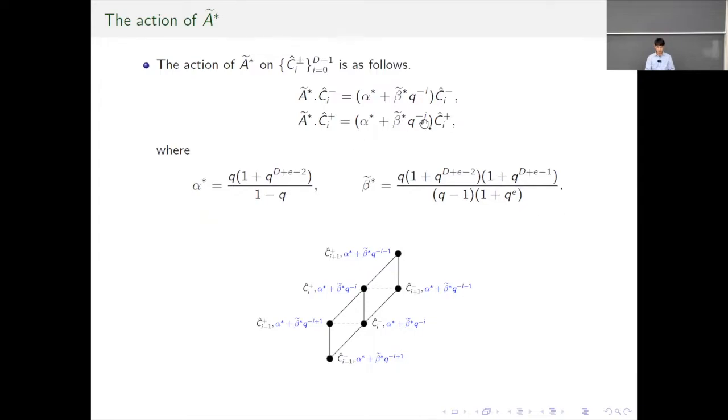So this alpha star plus beta star tilde times q to the minus I power is actually the dual eigenvalue with respect to the Delsarte clique C, the theta I star tilde. This vertical bubble stands for the eigenspace of A star tilde corresponding to the eigenvalue theta I star tilde.